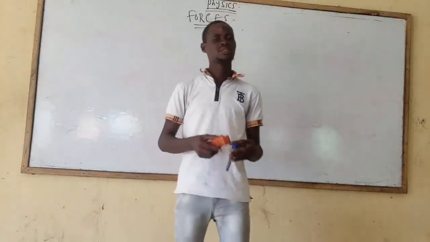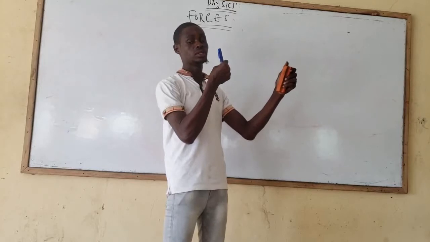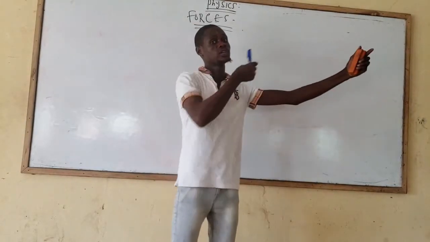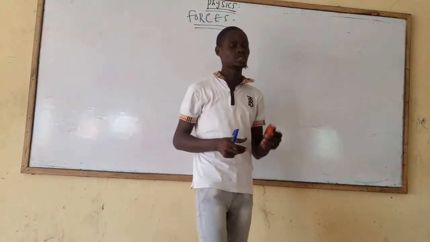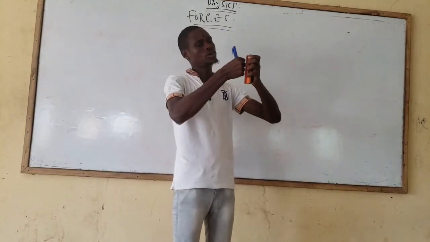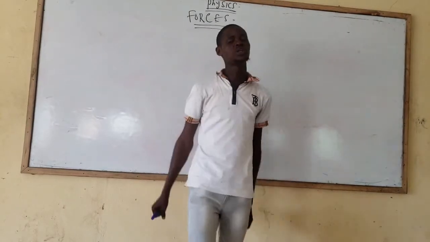Take for instance, if I hit this object that is there, it moves in different directions. Now if I hit it like this, it moves along one direction like this, and it comes back. That means the movement of the body depends on the amount, or let me say the magnitude, of the force given to the body to make it move in one direction.